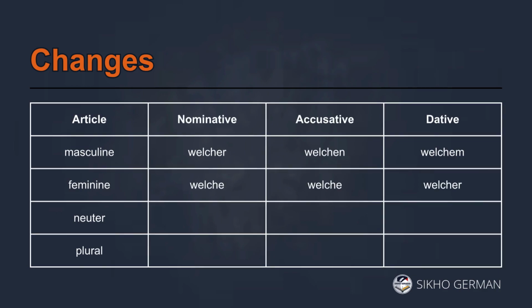For feminine, it stays Welche in nominative and accusative, but becomes Welcher in dative. For neuter, it is Welches in nominative and accusative, and Welchem in dative. For plural, it is Welche in nominative and accusative, and Welchen in dative. And remember, in dative plural, you usually add an N to the end of the noun itself.